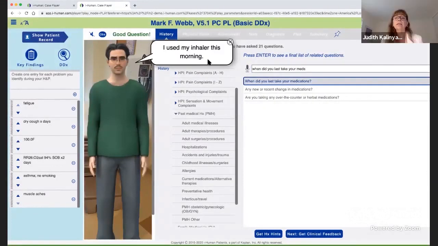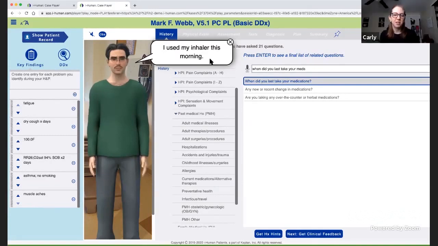When did you last use it? He used his inhaler this morning. So we've got that. So can someone just summarize what do we know about this patient so far? It sounds like about 2 days ago, he started feeling sick. He's feeling some muscle aches, shortness of breath, and he's noticed a dry cough. He's also had a mild fever. He tried taking ibuprofen, which didn't really help. And he's been using his inhaler.